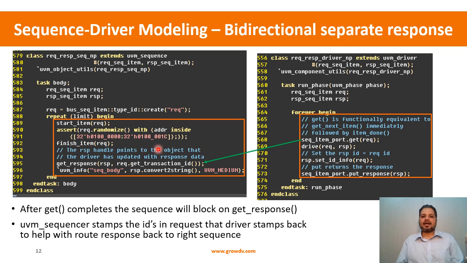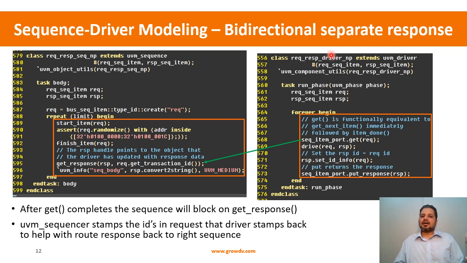Even the finish item would complete. So on both the threads, you have to always imagine that whenever we are talking about the sequence and the driver, there are two different threads running. That is something you have to keep in mind. So this finish item also gets unblocked, but the sequence would now get blocked for the get response, right? There are a few details, don't worry, we'll come back to that.